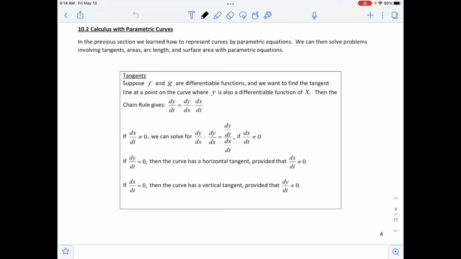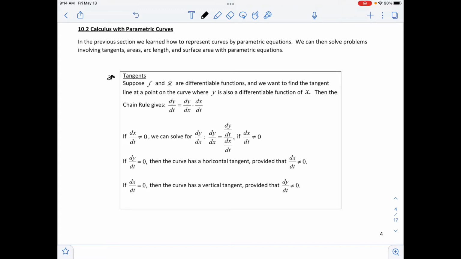We are in section 10.2, Calculus with Parametric Curves. In the previous section, we learned how to represent curves by parametric equations. We can then solve problems involving tangents, areas, arc length, and surface area with parametric equations. This is a great section because it goes back over a lot of the main topics that we talked about already in Calc 2, but now instead of using a Cartesian equation, we're going to be using a parametric equation. So the first box on here says tangents.